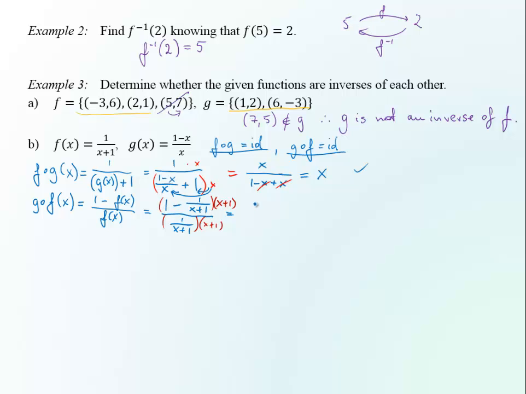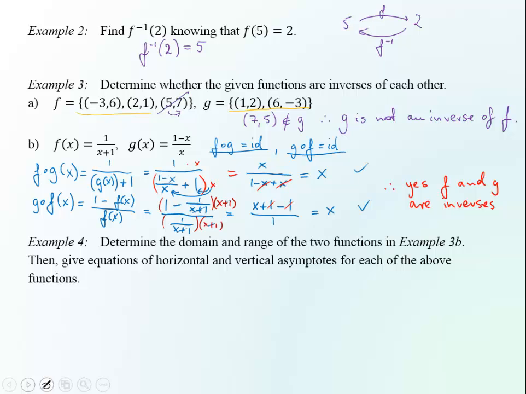So the bracket times 1 is just x plus 1. Then the bracket times the fraction, that will cancel each other. So you end up with just 1 over, and here they will cancel each other, so you end up with 1. 1 cancels as well, so yes, we end up with x. Second equation is checked. Therefore, we can claim that yes, f and g are inverses to each other.